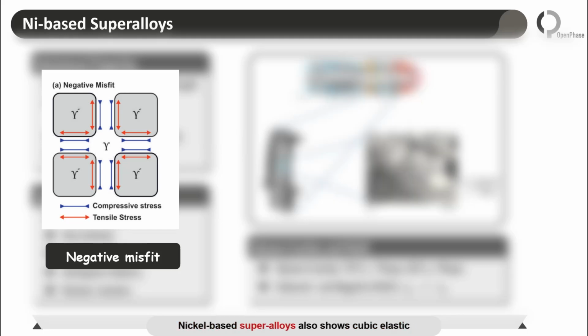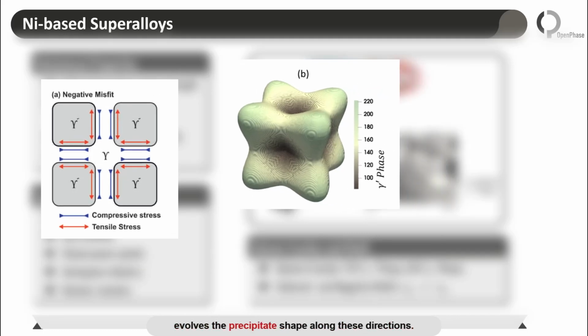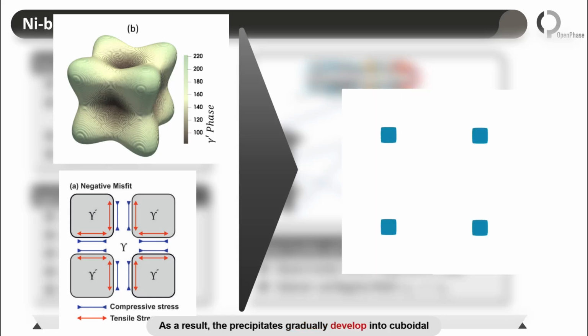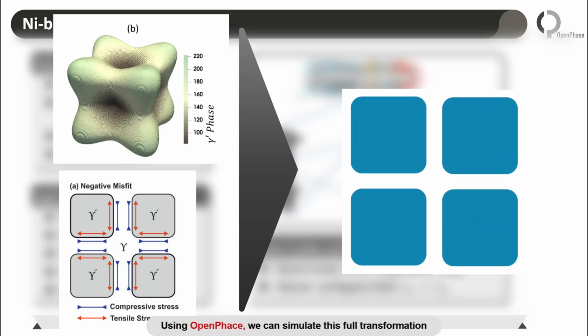Nickel-based superalloys also show cubic elastic anisotropy. In practice, this means the material is elastically softer along the 1-0-0 crystal directions. To reduce its total elastic energy, the system preferentially evolves the precipitate shape along these directions. As a result, the precipitates gradually develop into cuboidal shapes aligned with the 1-0-0 directions. Using OpenPhase, we can simulate this full transformation process.